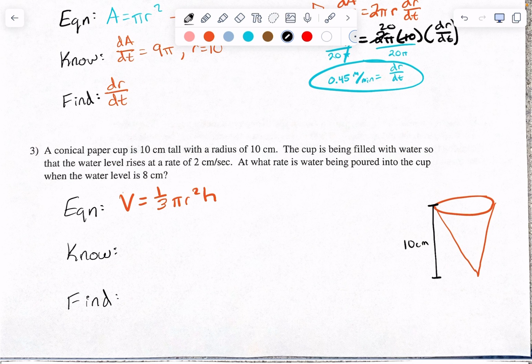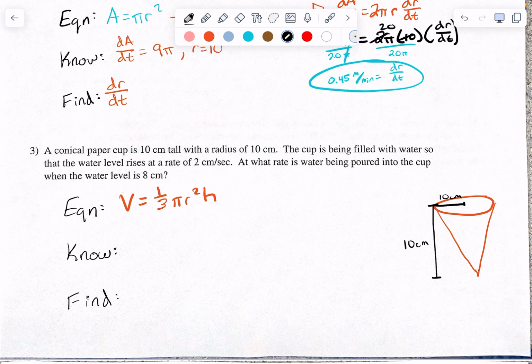Don't we know R, with a radius of 10? Oh, this is a really wide cup. Not drawn to scale. Isn't 8 the H? The water level. But the H is going to change, so you have to take the derivative of it before you plug 8 in. Okay, let's back up.